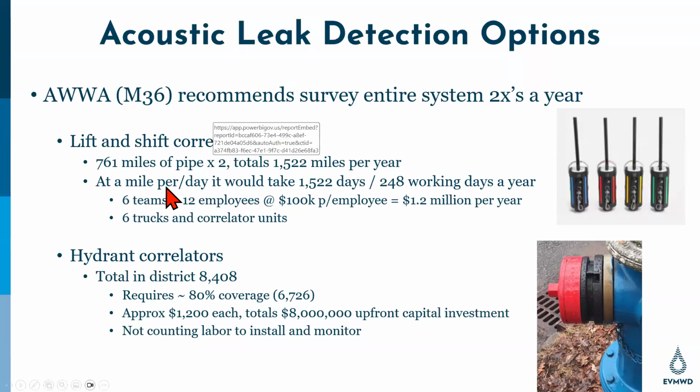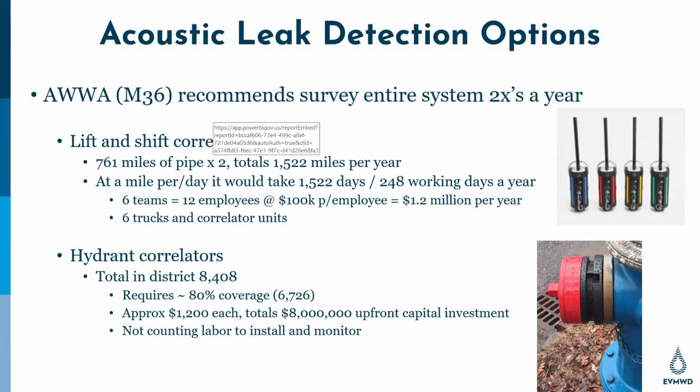So on an estimate, if you're having a good day, your employees could do about a mile per day. That would take 1,522 days to do our 1,522 miles required by the AWWA M36 manual. So with 248 working days a year, and that's not counting vacation or sick leave, that's just Monday through Friday with 12 holidays a year, you get about 240 working days a year. For EVMWD, we would need to hire 6 teams or 12 employees at the base pay fully burdened, about $100,000 per employee. When you add benefits and vacation or retirement, that'd be $1.2 million per year to have a fully implemented lift and shift leak detection program for Elsinore Valley.